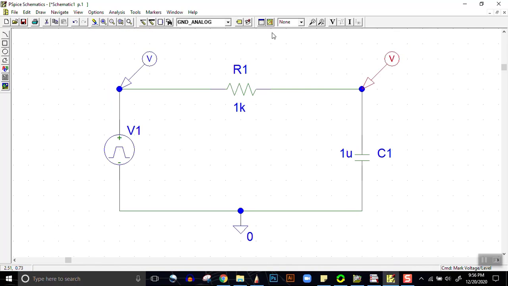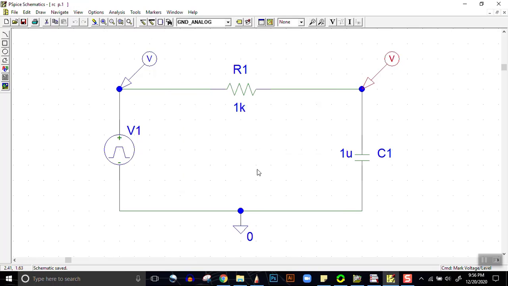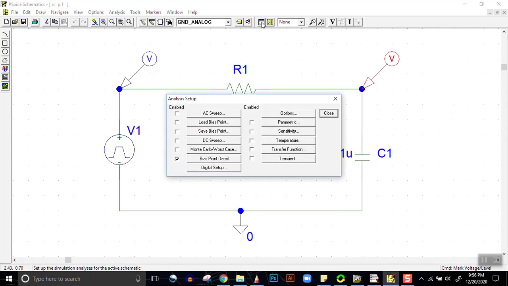Okay. After that, our schematic is done. We save the schematic. I'm naming it RC. Then what we do is we go here, setup analysis, we click here, and there are lots of points in setup analysis, but we will choose transient.